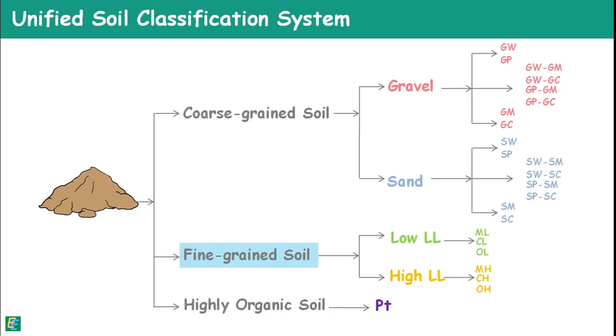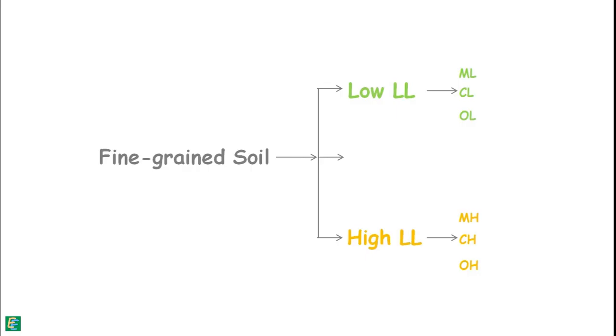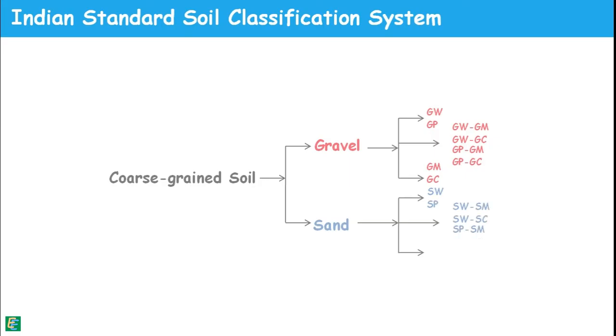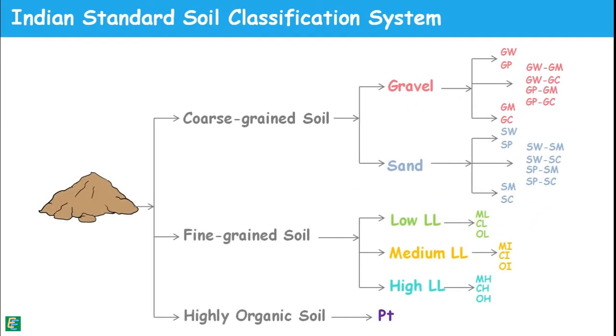In Indian classification system, fine-grained soils are divided into three categories of low, medium and high liquid limit instead of only two categories of low and high liquid limit in the unified system. Medium category is defined between the liquid limit 35% to 50%. So in the graph, another vertical line can be drawn at liquid limit 35%. And soils falling in this region are denoted by symbol I, I for intermediate, such as CI, MI and OI. The classification criterion for the coarse-grained soils is the same as the unified system. It has similar naming processes.